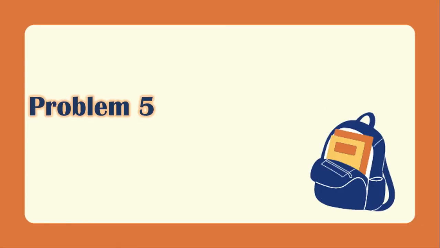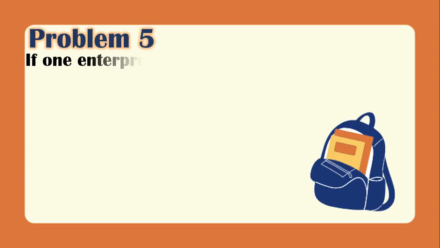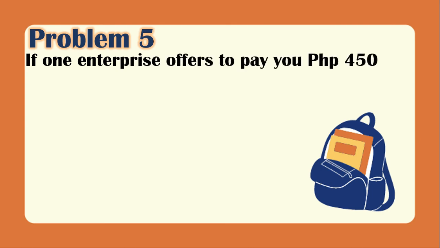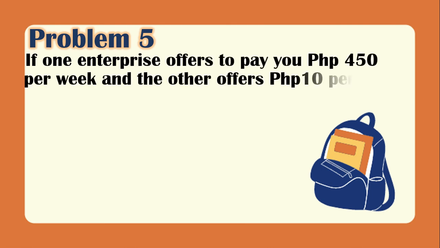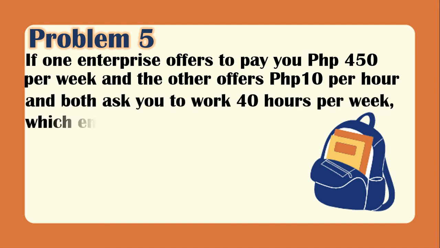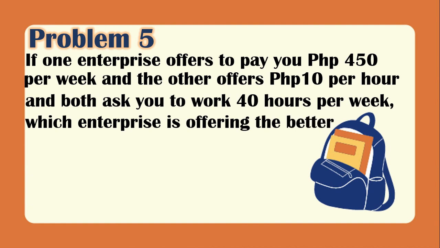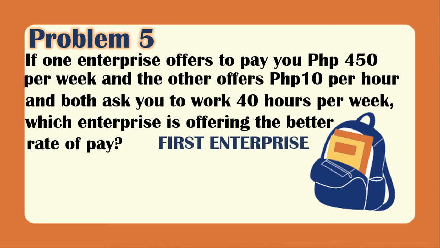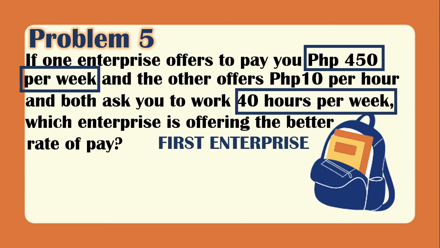Problem number 5. If one enterprise offers to pay you 450 per week and the other offers 10 pesos per hour and both ask you to work 40 hours per week, which enterprise is offering the better rate of pay? So we need to analyze the problem here. The first enterprise offers 450 pesos per week for 40 hours of work. So that is 40 hours is equals to 450 pesos.